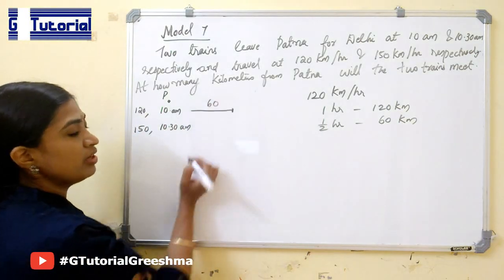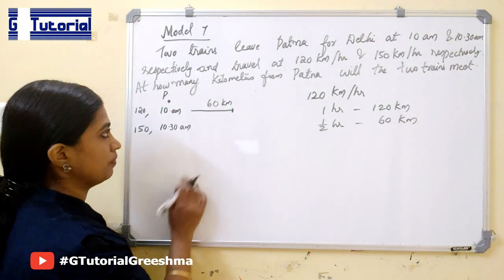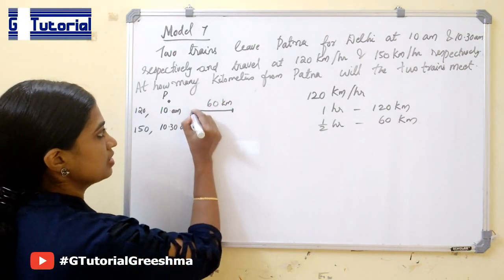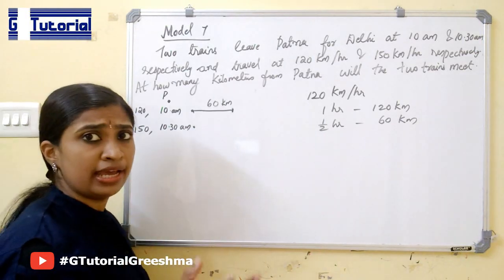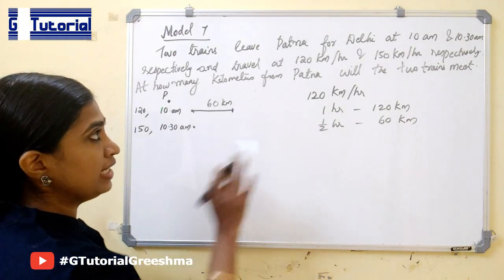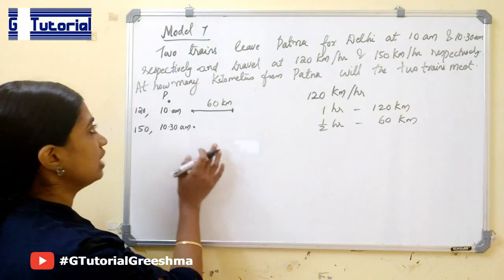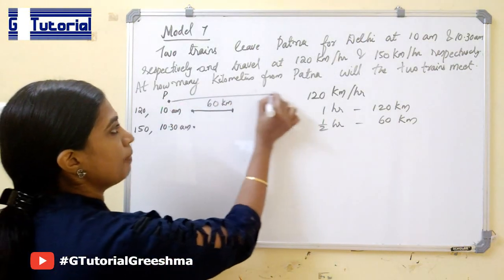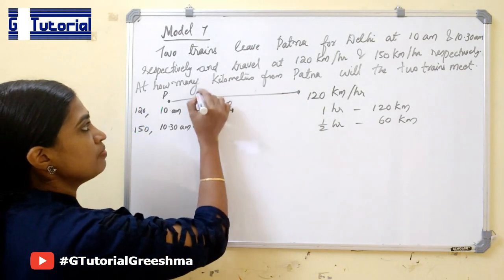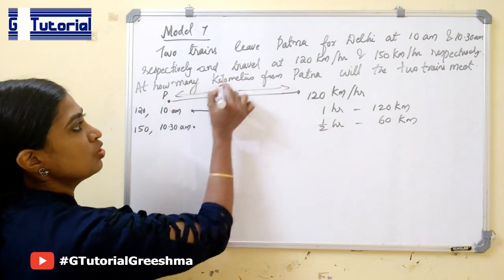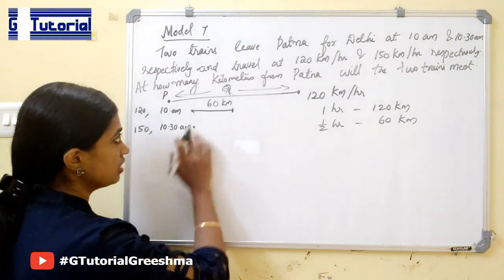So after half hour it will be 60 km from Patna. And this train is just starting from here. Then let us do the trial and error method. We have to find, at the meeting time of both the trains, how much distance they will be from Patna. At this point, when the two trains meet, they are at what distance from Patna. This is what we are asked to find. Let us do the trial and error method for solving this.